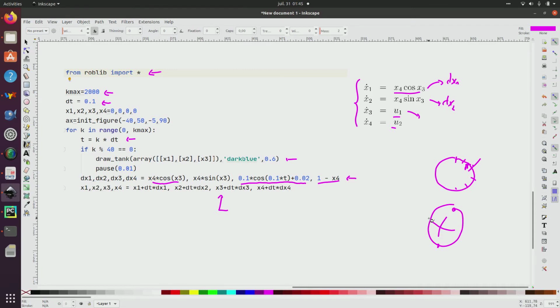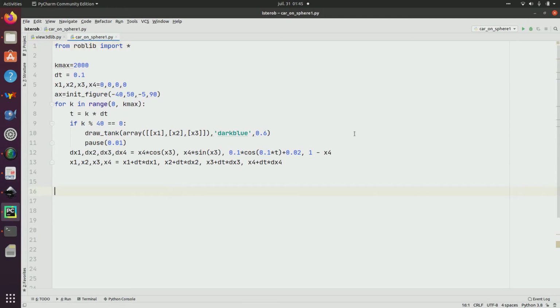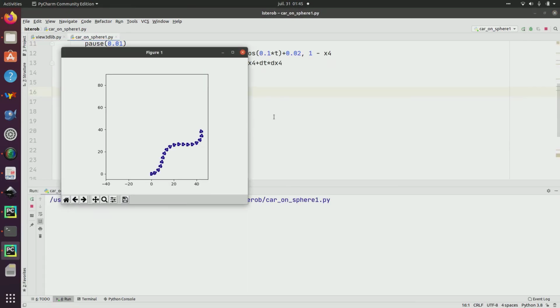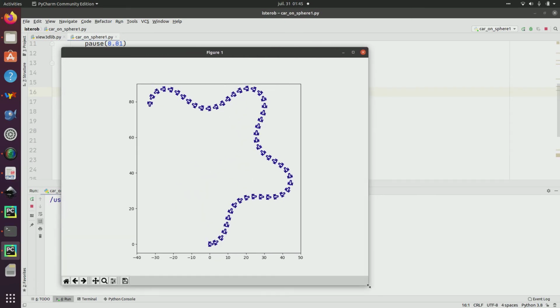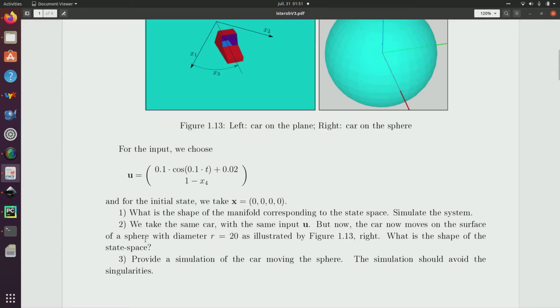But here it's not important in the plane. So I switch to Python here. I run the program, and I can see the trajectory from the initial condition, and we can see that I turn left, oscillating, as we wanted.